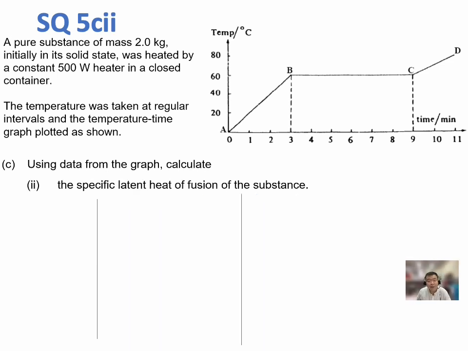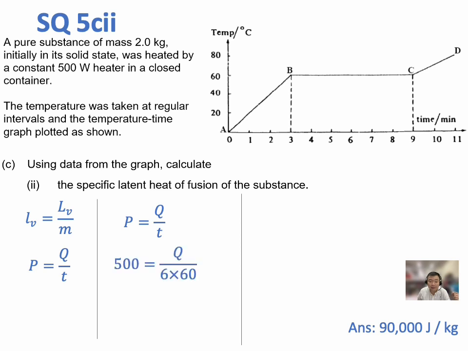In C part 2, it's a very similar question to part 1 just now. Again, using the heating curve, calculate the specific latent heat of fusion. So the answer is 90,000 joules per kilogram needed to melt the object. So same thing, we use the two equations over here. Find out the amount of energy that is applied to melt the object from B to C.